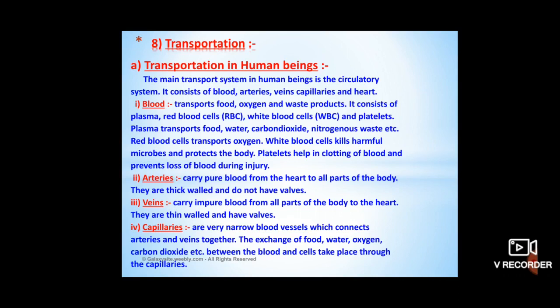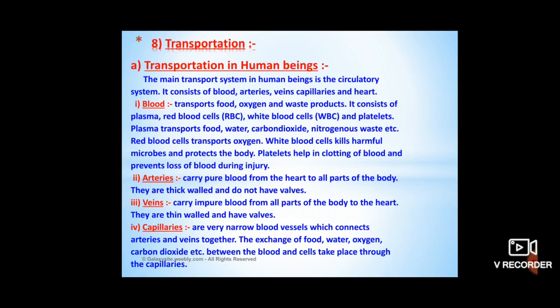Then red blood cells. These red blood cells are very helpful to transport oxygen. Why? Because red blood cells consist of a pigment called hemoglobin. This hemoglobin is a pigment that plays a major role in the transportation of oxygen. The hemoglobin pigment is present in red blood cells, which we call RBC. The full form of RBC is red blood cells. These red blood cells help to transport oxygen because of the pigment hemoglobin.